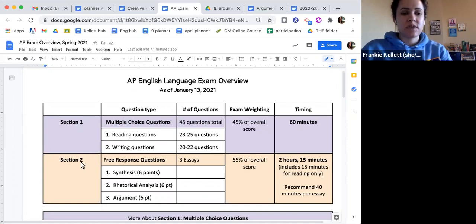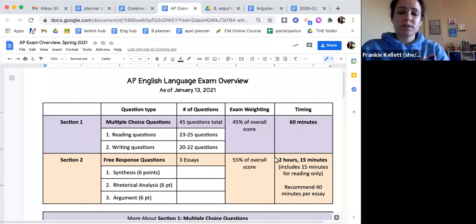Section two of the AP exam is free response questions. So these are the three essays. The three essays are synthesis, rhetorical analysis, and argument, and they're all worth the same amount. Okay, so there's three essays. It's 55% of your overall score. So all three go together to make 55% of your score.